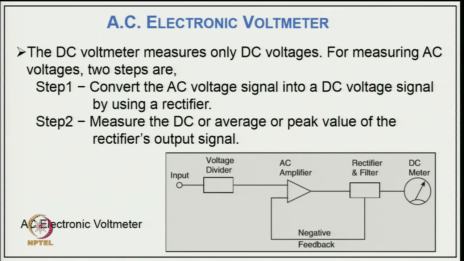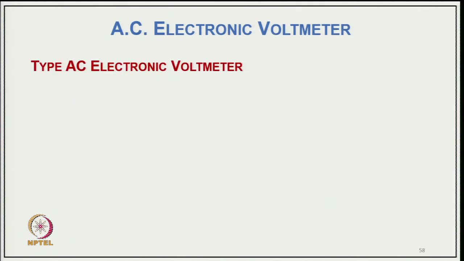Now, coming to the AC electronic voltmeter. DC voltmeters measure only DC voltage. For measuring AC voltage, there are two steps. Step 1, convert the AC voltage signal into a DC voltage signal by using a rectifier. Now, measure the DC, average or peak value of the rectifier output signal, and that is an AC voltmeter. So, first we have the input voltage divider, then an AC amplifier with negative feedback, then a rectifier and filter, followed by a DC meter.